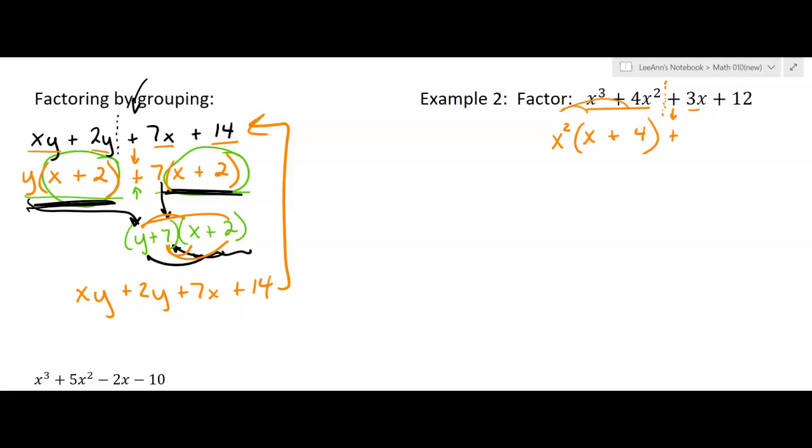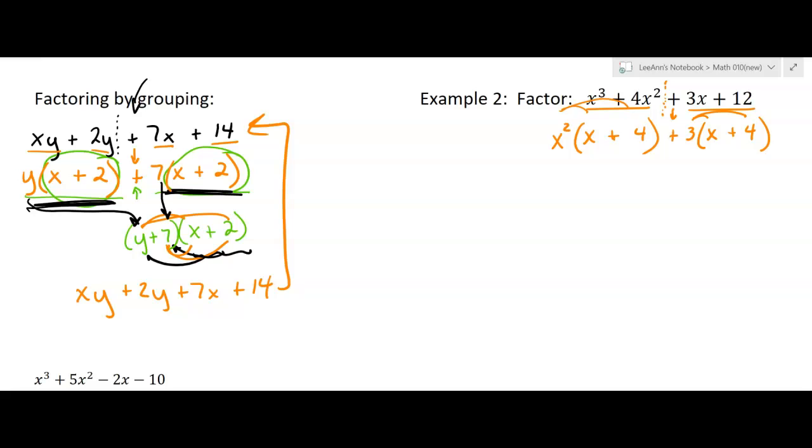All right, now I look at these 2. Do they have something in common? A GCF, 3. And then when you take out the 3, what do you get? X here plus 4 here. Again, you can check it. That's 3x and that's 12.